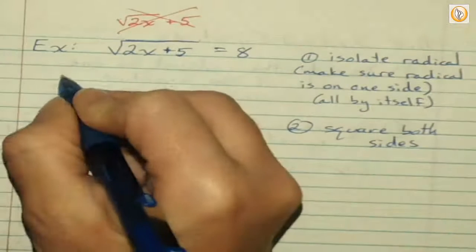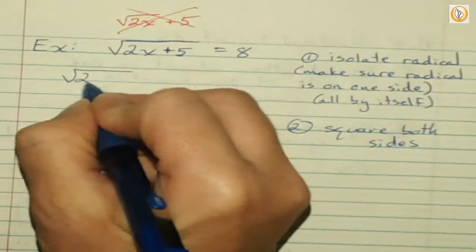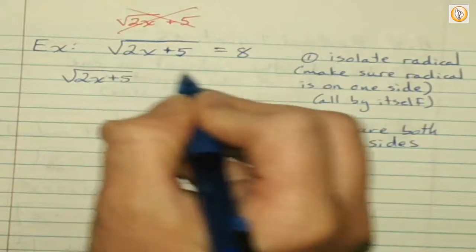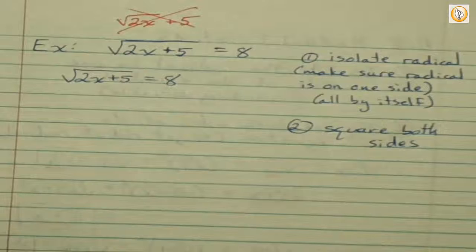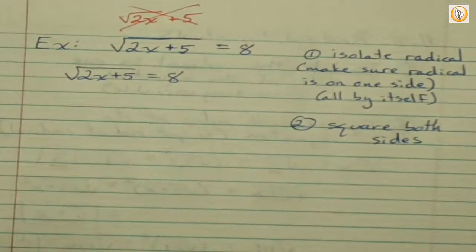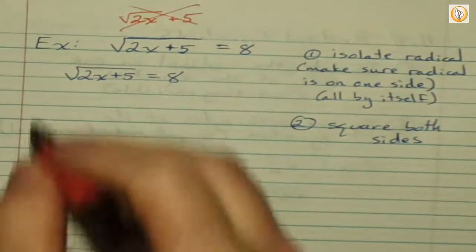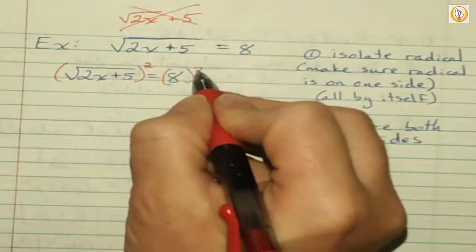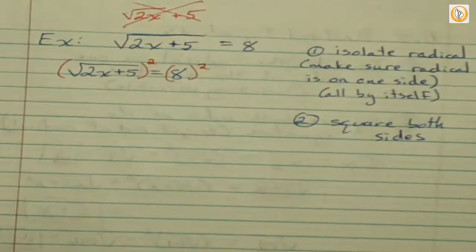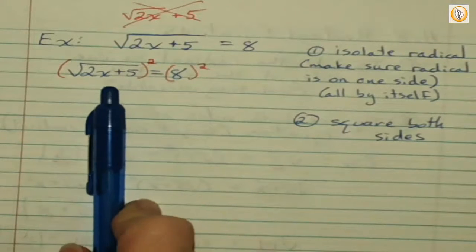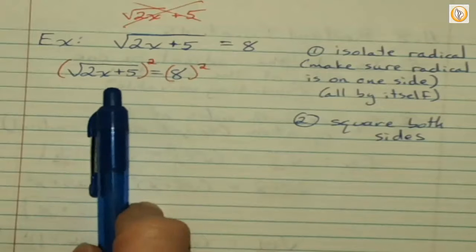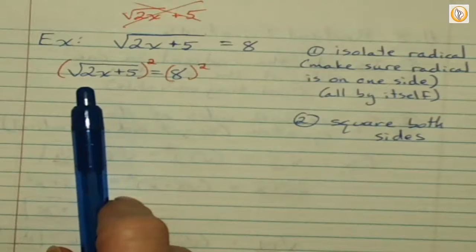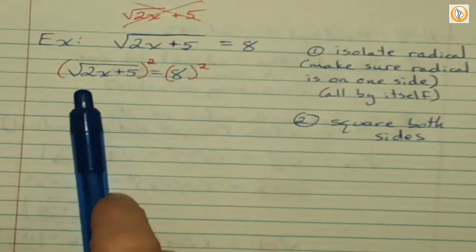So I'm going to do that. I'm going to rewrite my problem here. Franz, are you writing? And I'm going to square both sides. Because what are we trying to do? We're trying to get rid of what? The radical sign. We're trying to get rid of it.